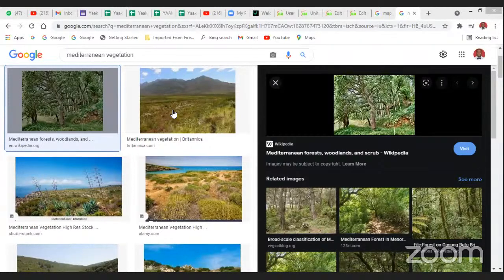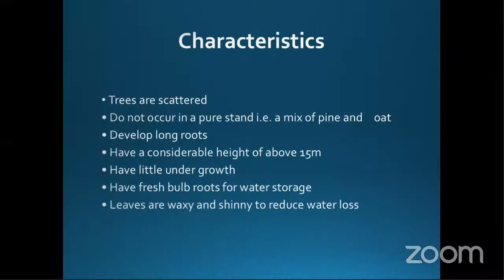Okay, Carlos, do you still have a hand? Carlos, any question? Were you answered? Okay, let's go to the next slide. We can go to the next slide. Maybe, do we still have questions about characteristics of Mediterranean vegetation? If yes, raise your hand.